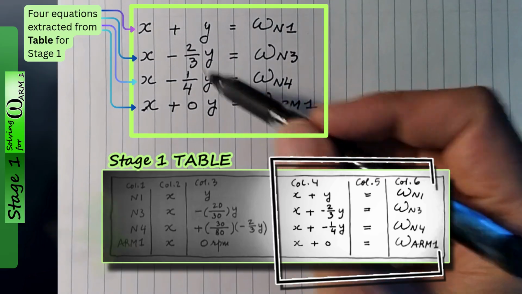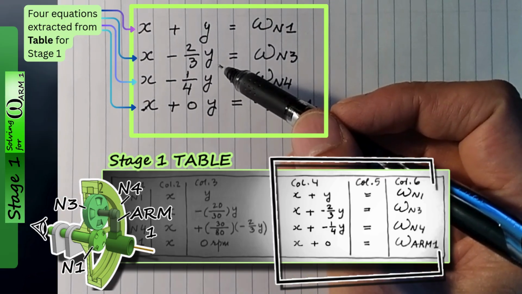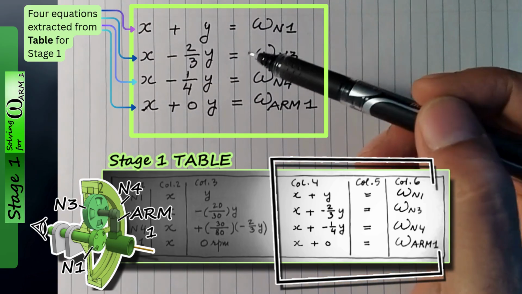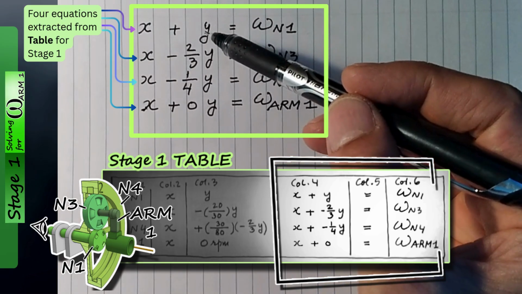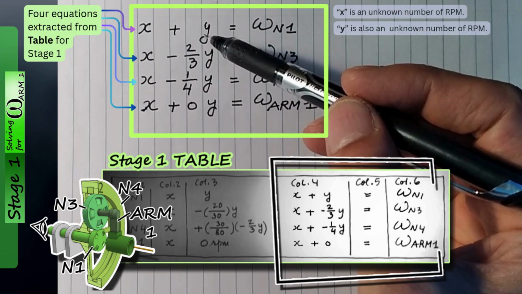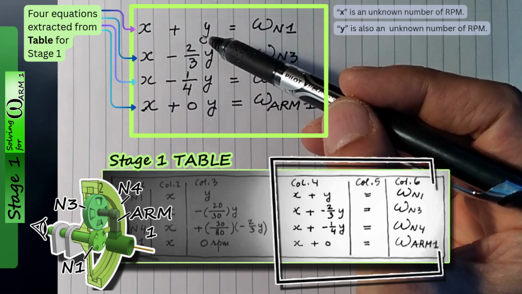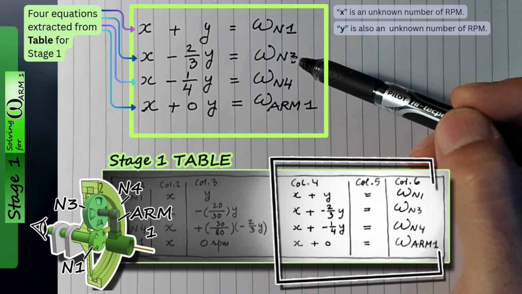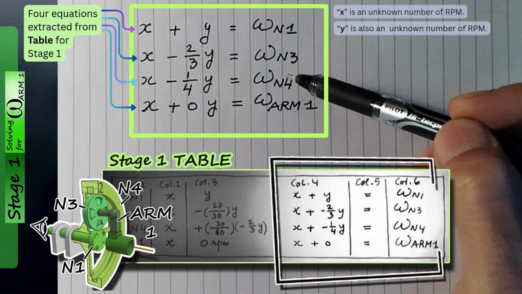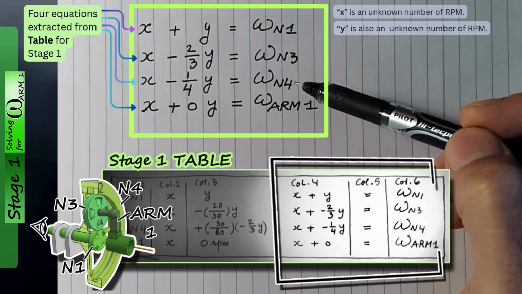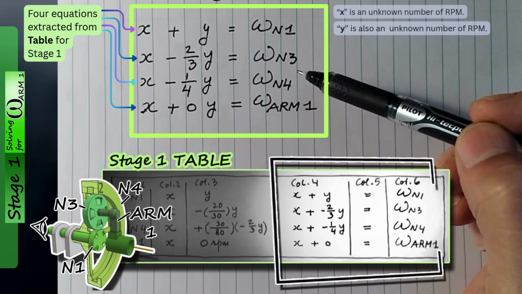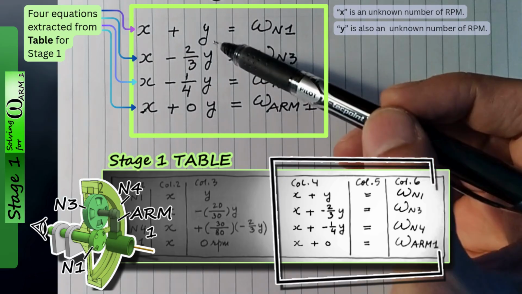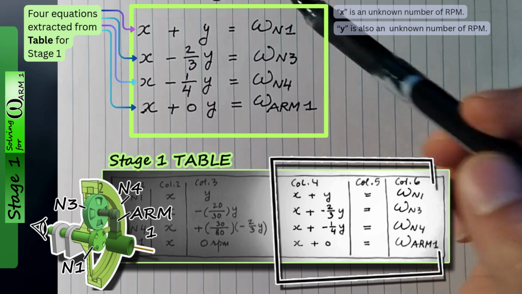So these are the 4 equations we got from the table from stage 1. If we look at them, we realize that if we knew the values of x and y, we could figure out the rotational speeds of any of the elements in stage 1. So our next task is to solve for x and y.